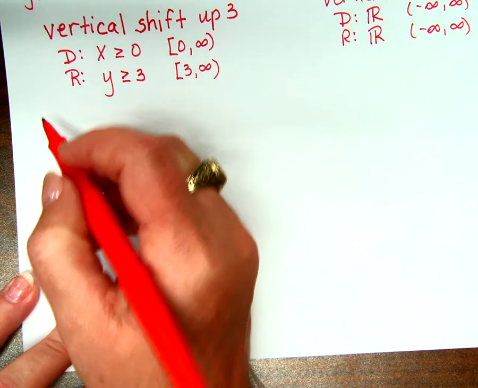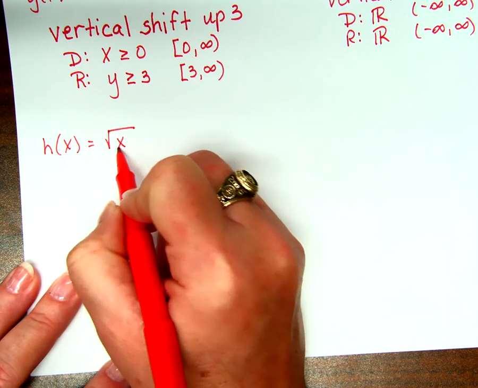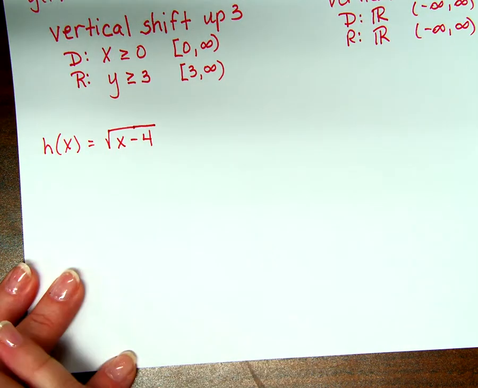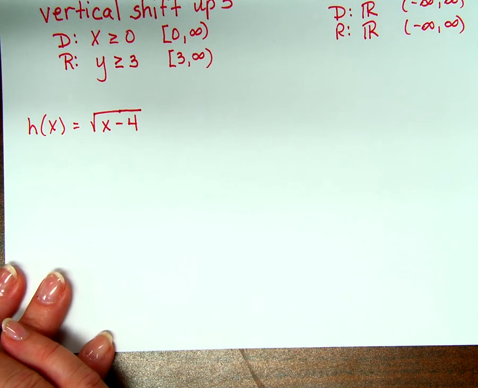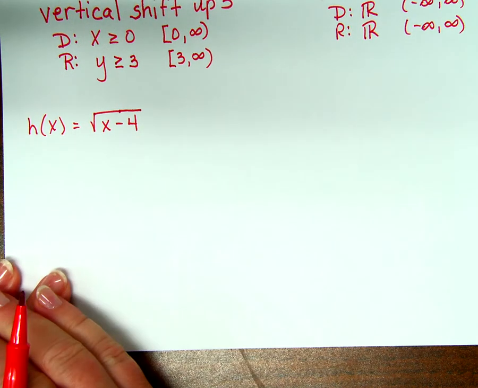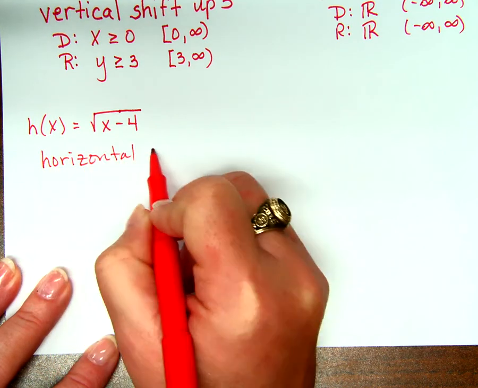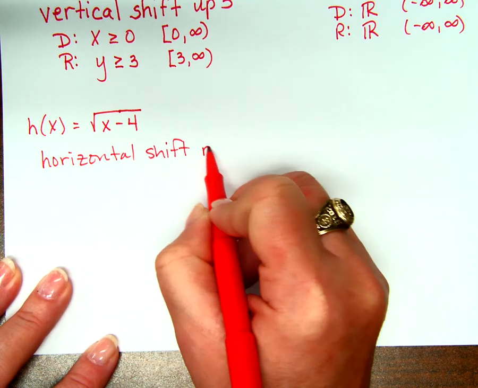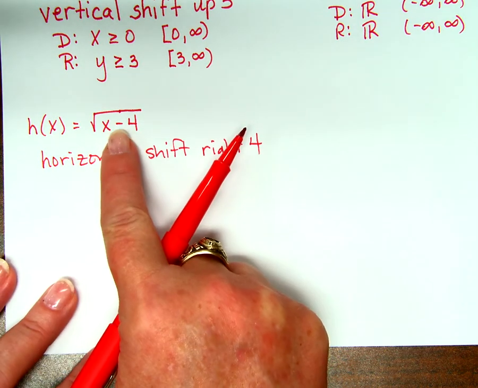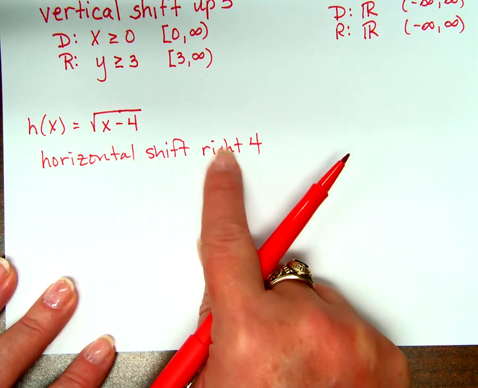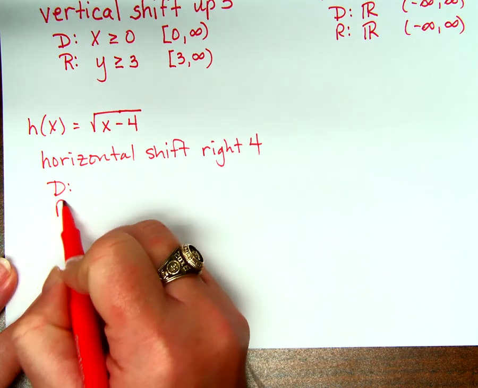All right, somebody who hasn't talked yet. Let's talk about h of x. What if it's the square root of x minus 4? Like that. Well, where is the 4? That's inside, so... Now, why are you saying right 4? Oh, it's different than what we think, right? We think it should move left 4, but it's inside, so it's different than what we think, so it's right 4. What about the domain and the range?